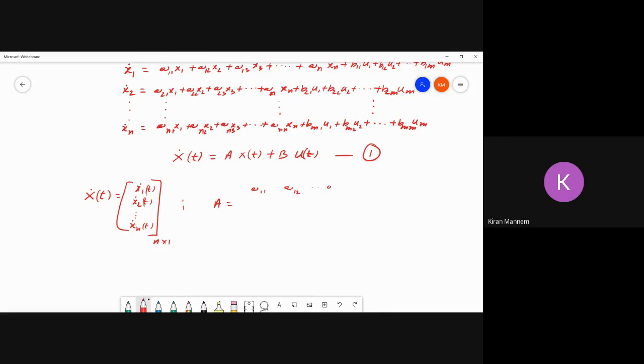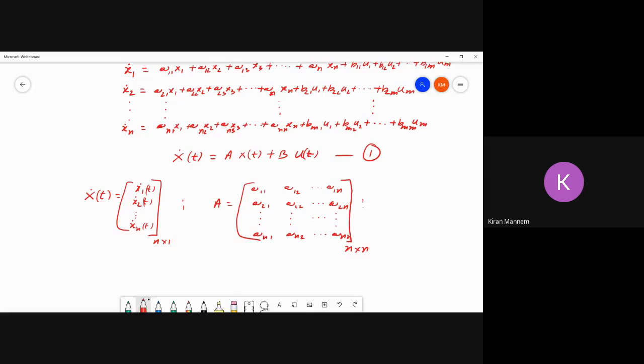and matrix A would be A11, A12 till A1n and A21, A22, A2n. I'll put 3 dots here, An1, An2, Ann. This is n by n matrix.